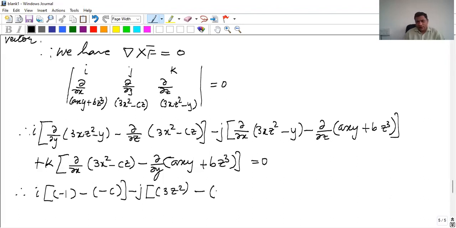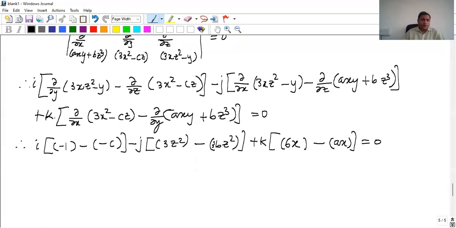So what we got here will be 3bz square. Are you getting this derivative? Plus k. Now we have to find the derivative with respect to x. So here we have 6x minus, we have to find the derivative with respect to y. So we'll be having ax. So here we get the derivative with respect to y, and that is going to be ax. And this has to be 0.